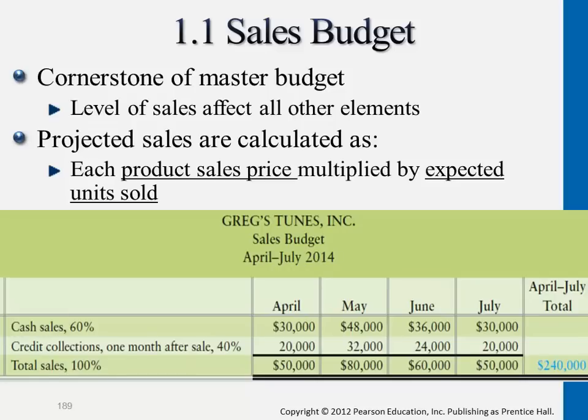But as long as they list the detailed information, at the end, what goes into the budgeted income statement is the total sales revenue. So you will see this later at the end when we put together the entire income statement, the first line.